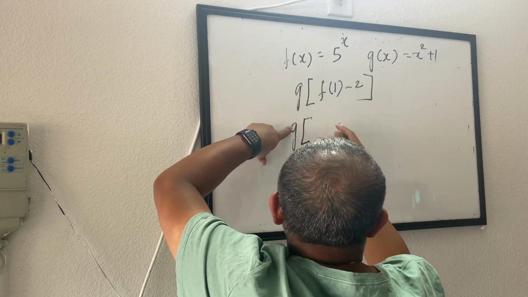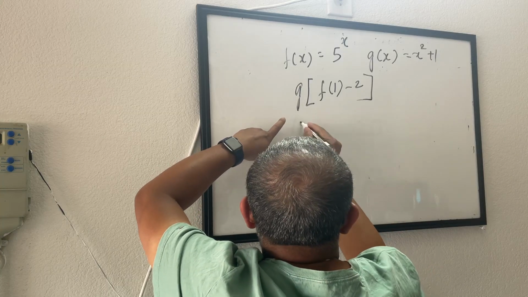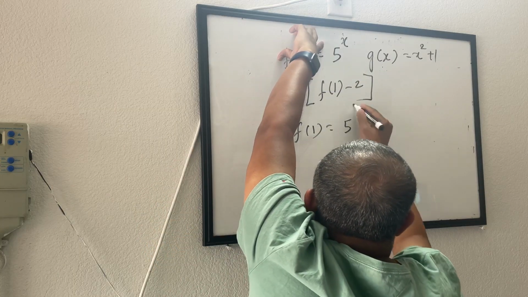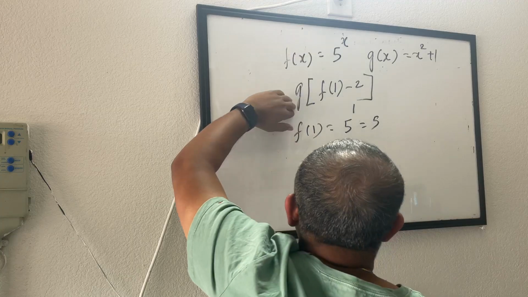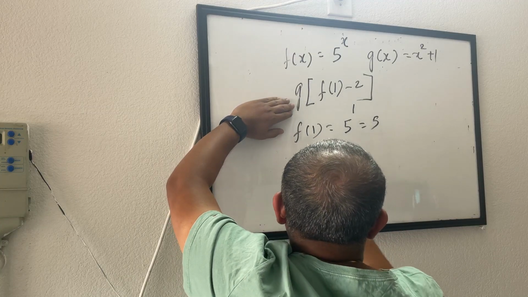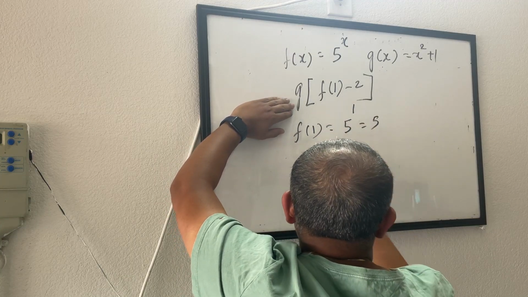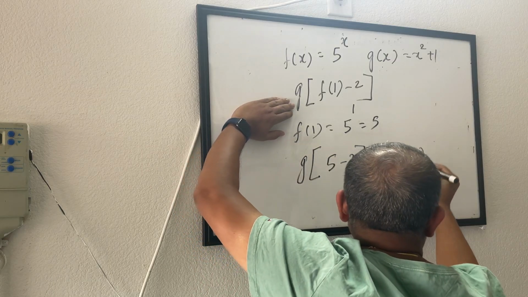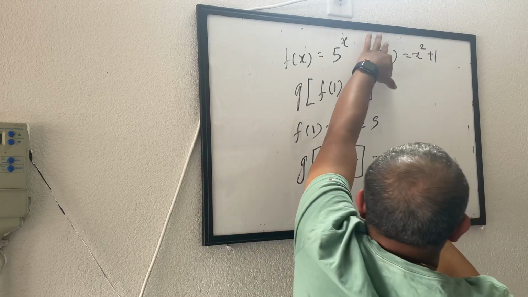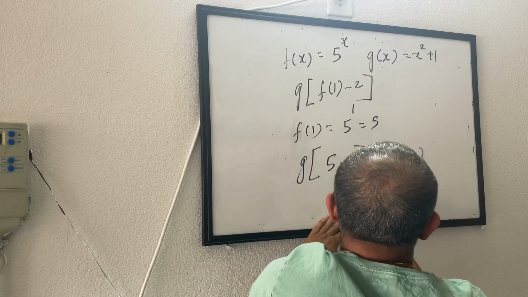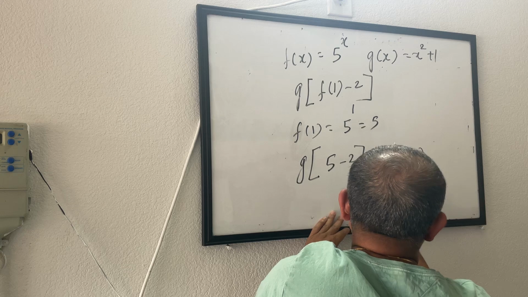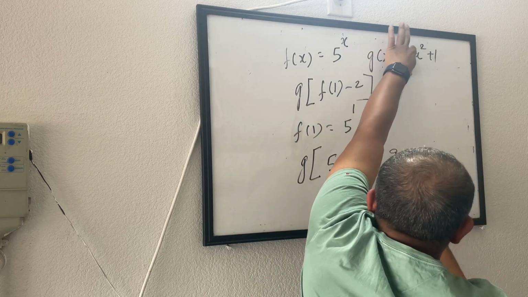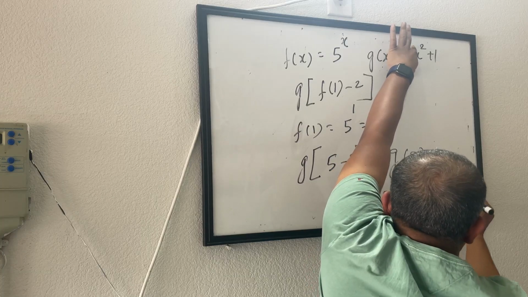So let's see what that is coming down to. Let's find out f of 1 first. So f of 1 would be nothing but, I'll go by this, it becomes 5 to the power 1, which is 5. Now this says g of f of 1 minus 2. F of 1 is 5 minus 2, which gives me g of 3. I have to find out g of 3, and that is governed by this one. So g of 3 would be, in place of x I will replace that with 3. So this becomes 3 squared plus 1, which is 10.